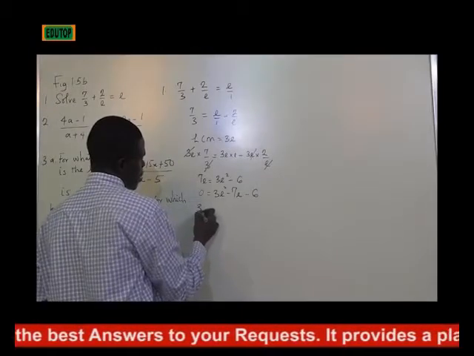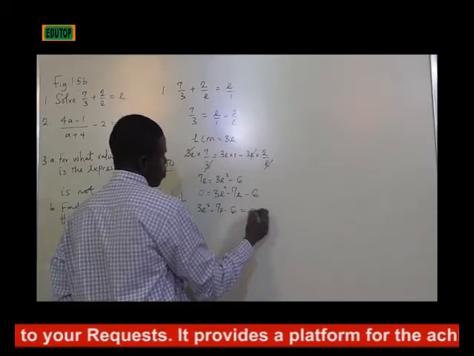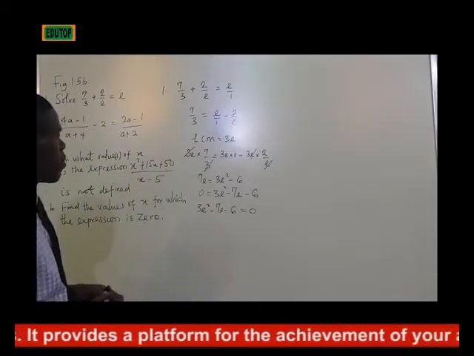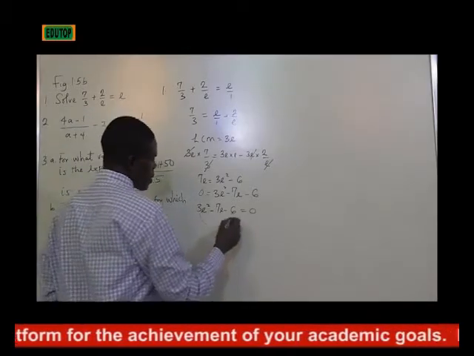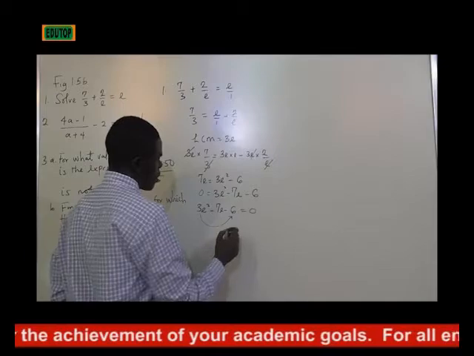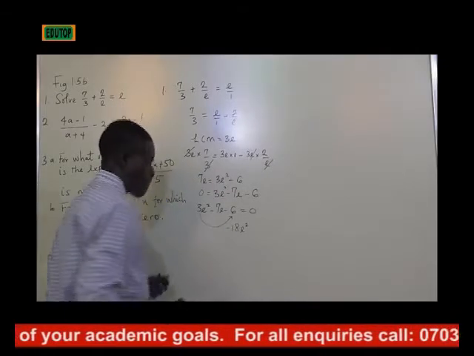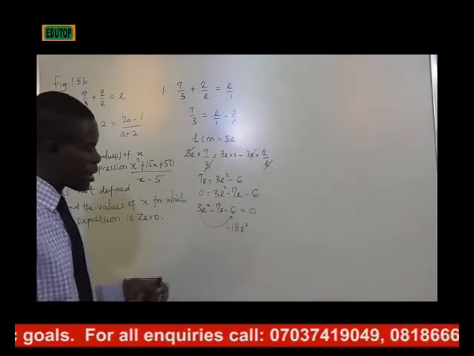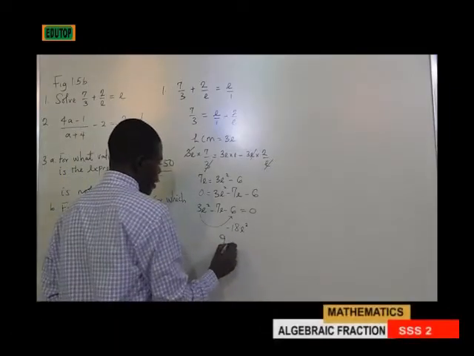Saying 3e squared minus 7e minus 6 equal to 0. Here, we are now going to look for this multiplied by this. We have minus 18e squared. So what are the factors of 18 that will give us this one in the middle? We have 9 and 2.